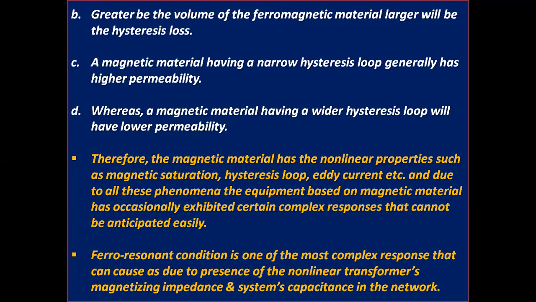C, a magnetic material having a narrow hysteresis loop generally has higher permeability, whereas a magnetic material having a wider hysteresis loop will have lower permeability. Therefore, magnetic material has nonlinear properties such as magnetic saturation, hysteresis loop, eddy current, etc. And due to all these phenomena, equipment based on magnetic material has occasionally exhibited certain complex responses that cannot be anticipated easily.